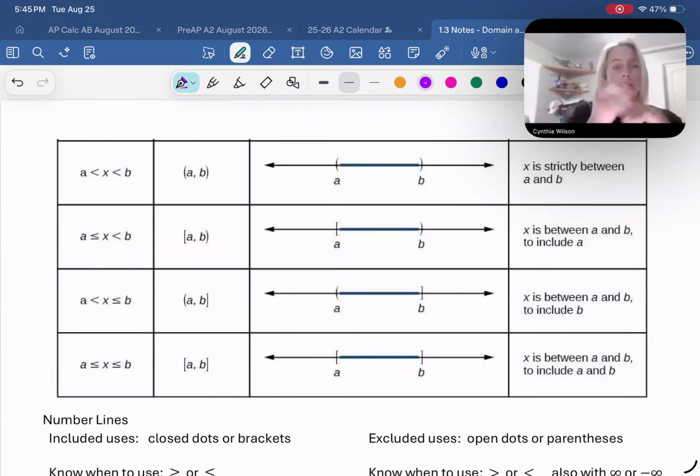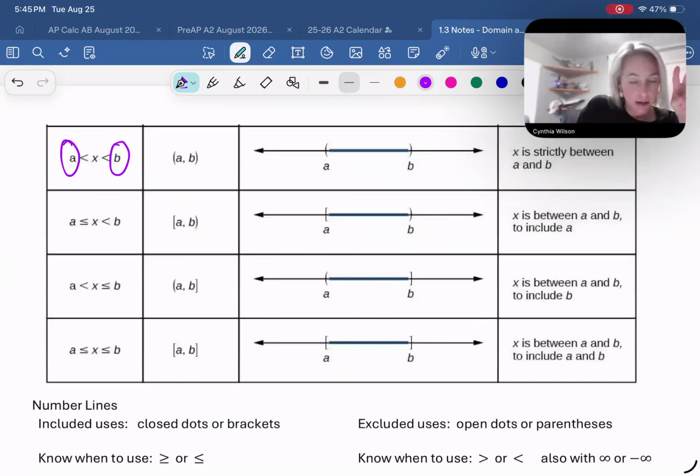And then we have these guys. These are called compound inequalities. All right. And I like these for interval notation because you can see the beginning. I'm starting at A and I'm ending at B. And you see where that X is located? It's somewhere in the middle.